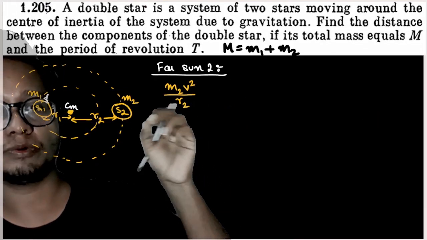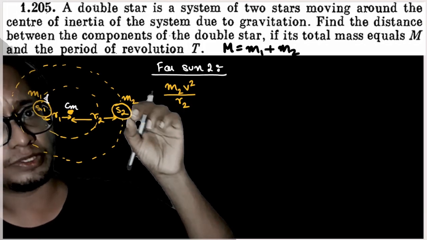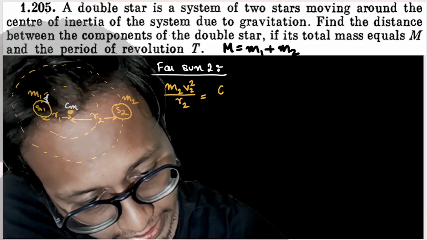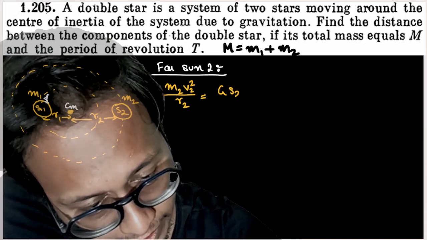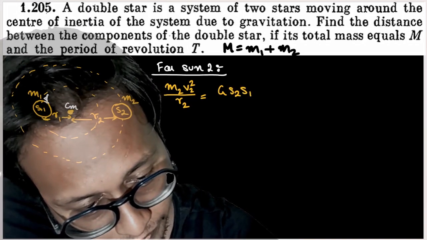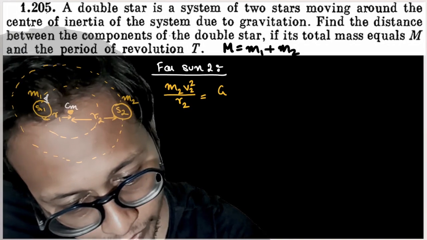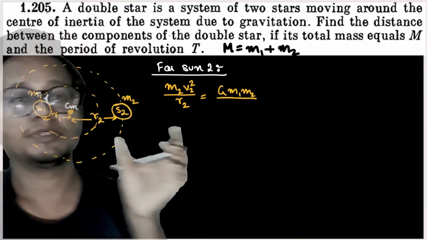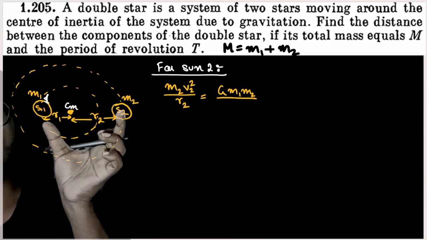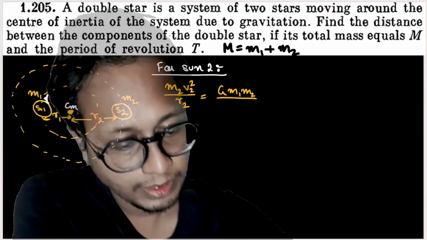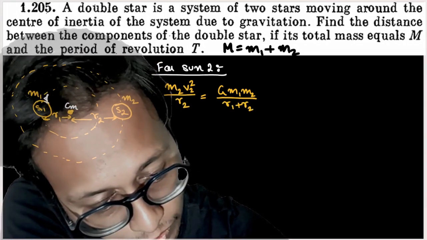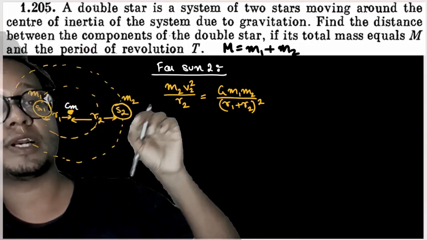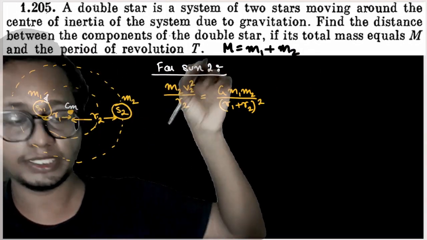So out here, m2 v square by r2, where v is the velocity of sun 2, is nothing but G times the mass of sun 2 into the mass of sun 1, m1 m2, divided by the distance between them, which is r1 plus r2 whole square. So this is our equation. But I do not need to find out the velocity. I need to find out the time period, the period of revolution T.